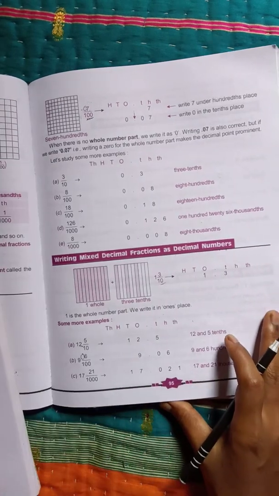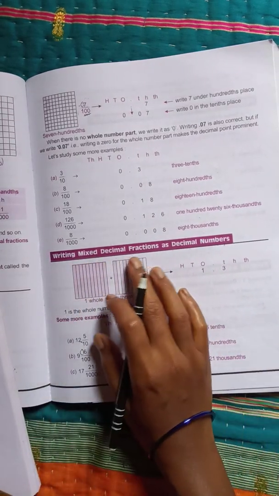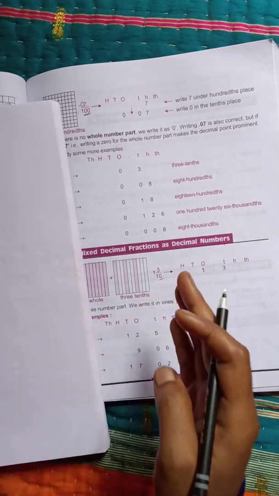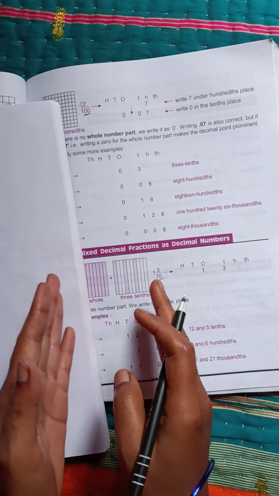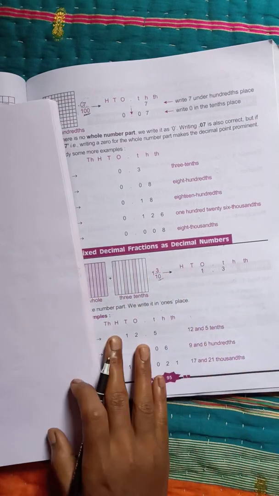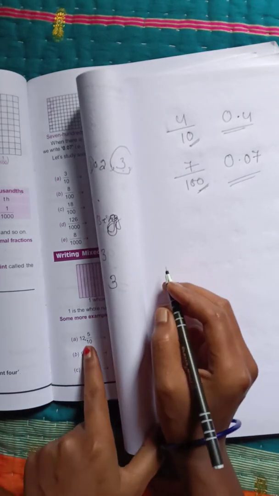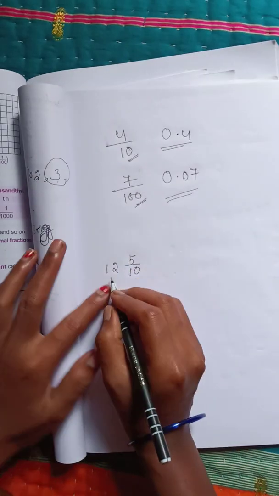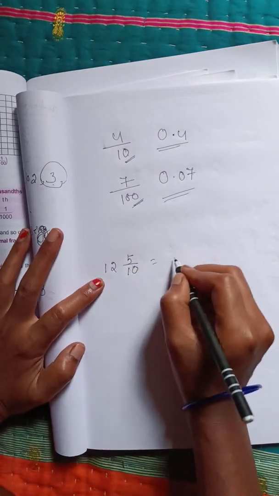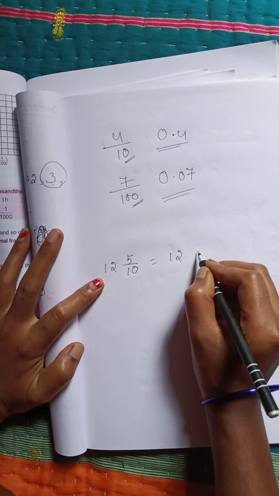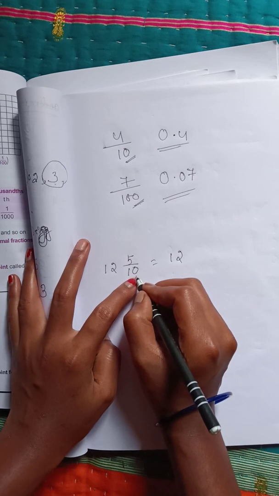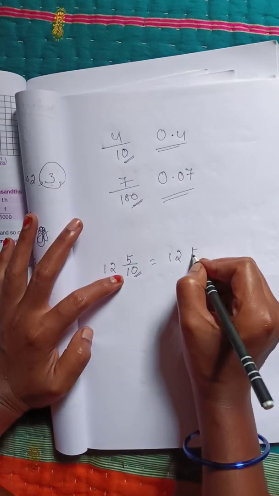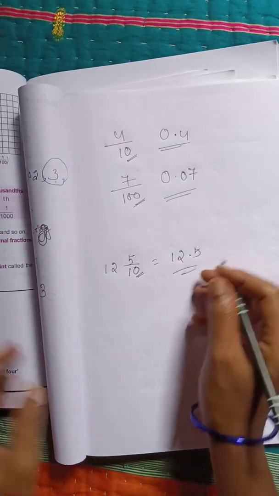Okay. The next, writing mixed decimal fractions as decimal numbers. How can you write mixed decimal fractions as decimal numbers? One example, suppose 12 whole 5 by 10. First you write 12, then only one 0 in the denominator, so before one number you put a dot. So your answer is 12.5.